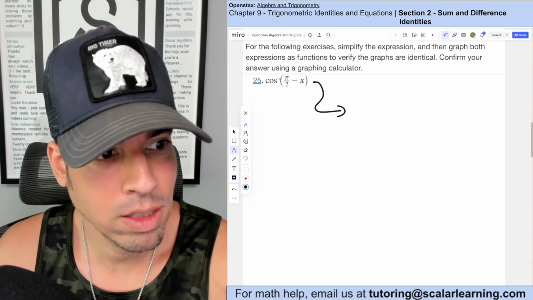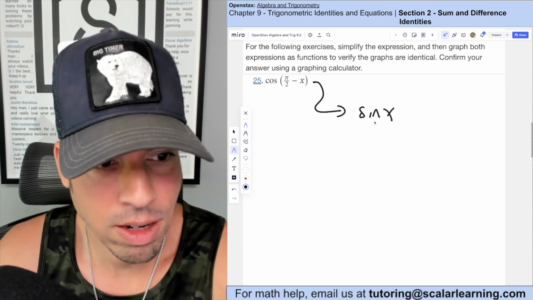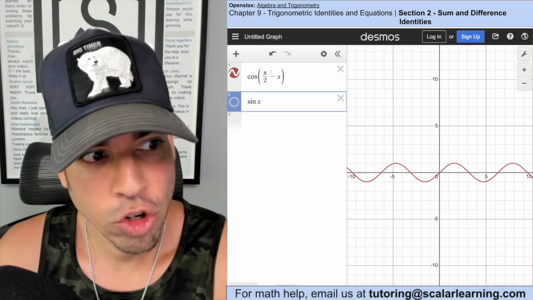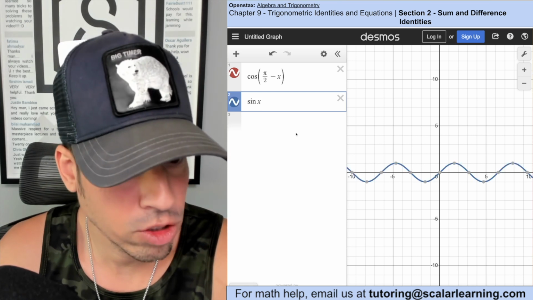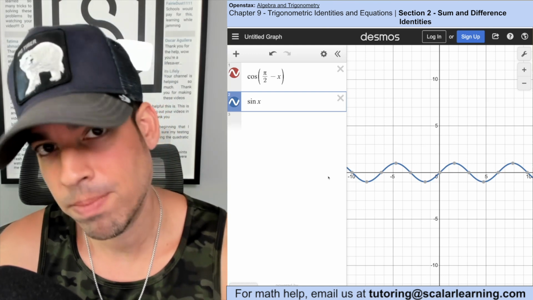For this one, it says to simplify and then graph the simplified version as well as the original. And you might recognize that this is a cofunction identity, and it's equivalent to simply sine of x. So let's graph sine of x and this and see what they look like. So here's cosine of pi halves minus x, and there's sine of x, and look, it's right on top. So they are the same, they are equivalent. That's how you do it.